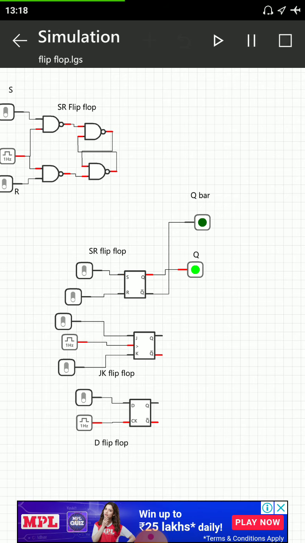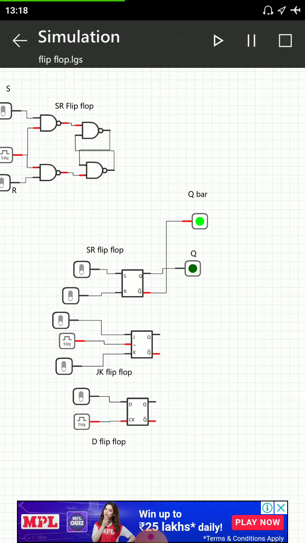Your Q is always high, and it will only change when I made R input high, but it is again a stable state. Okay, this is a reset state condition for your R1 and S0. According to the truth table, this is a reset state, but this is stable. If I made it 0, then it will show you like this. Your Q bar is high. So both the states are stable.